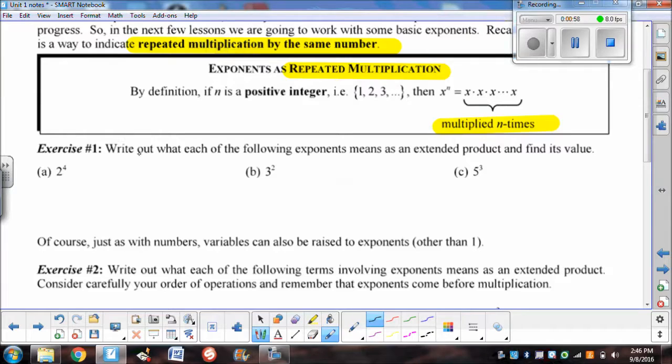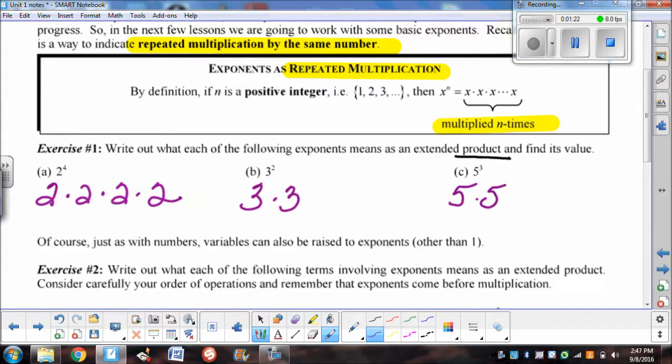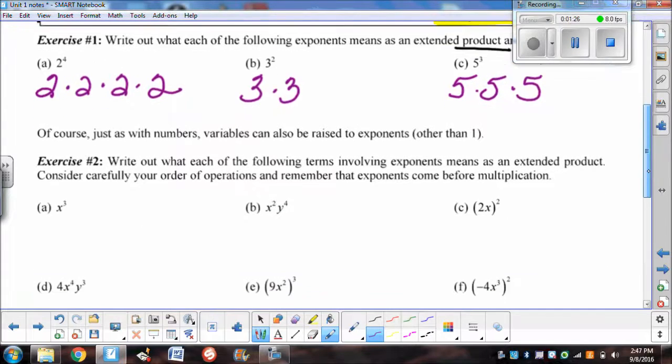It says, write out what each of the following exponents means as an extended product. So product just means that multiplication. So what does 2 to the 4th really mean? It means 2 times itself 4 times. Or 3 squared means 3 times itself 2 times. Or 5 to the 3rd, 5 times itself 3 times. That's what it means by an extended product.